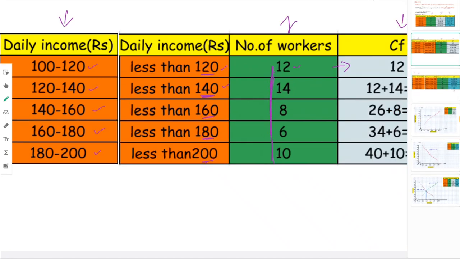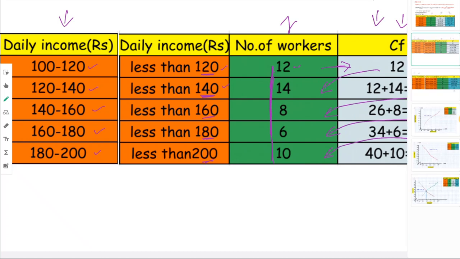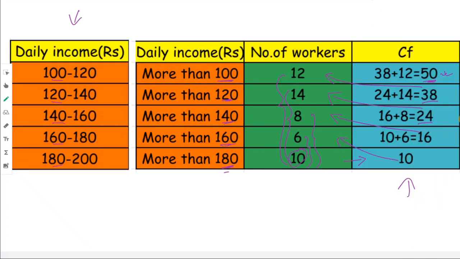Okay, opposite of less than. Here we did it like this, right? 12, then 12 plus 14, 26, then 26 plus 8, 34, then 34 plus 6, 40, then 40 plus 10, 50. All right, so for less than, you're starting from the top, and for more than, you're starting from the bottom.